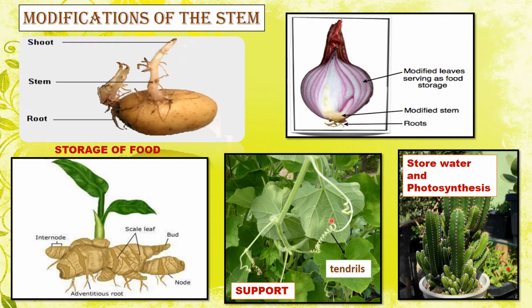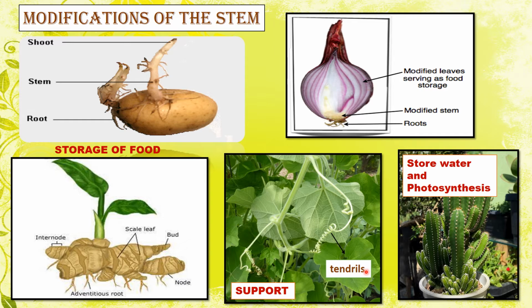The second modification is support. In plants like cucumber, stems are coiled. These are called tendrils. The tendrils coil around a support and help the plant to climb up.